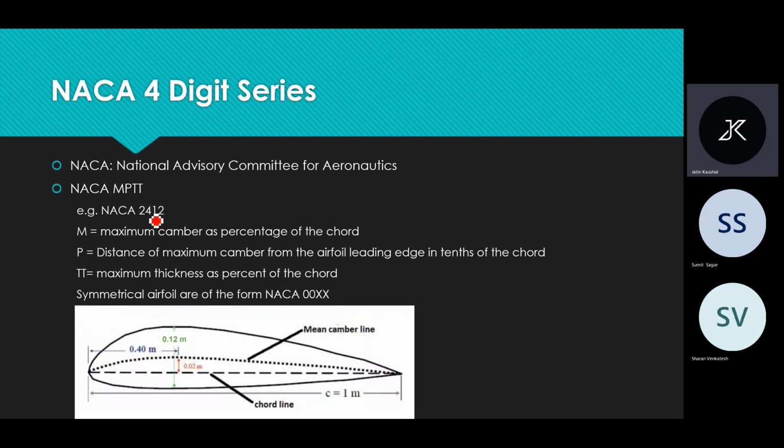P is equal to 4, so it will be 0.4 meter away from the leading edge. And this TT is the maximum thickness as a percentage of the chord. So this is 12, so it will be 12% of 1 meter, so it will be 0.12 meter. So the maximum thickness will be 0.12 meter. So if we are given this 4-digit number, we can draw the graph of the airfoil.